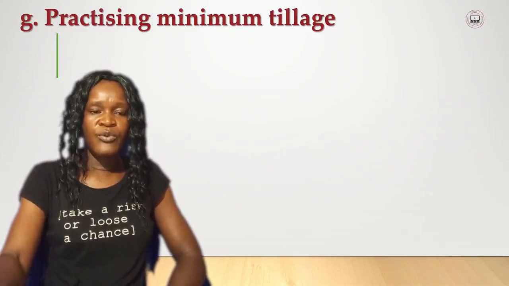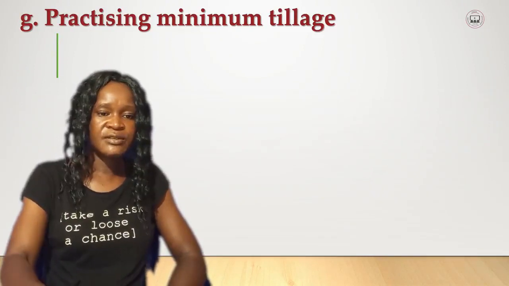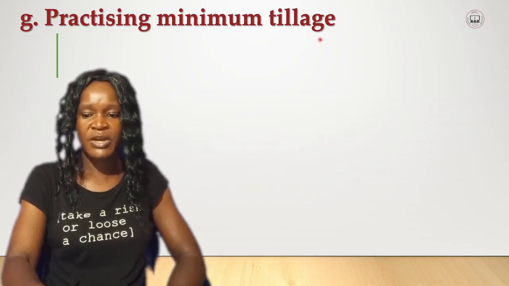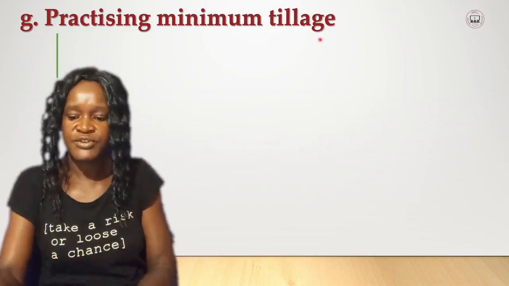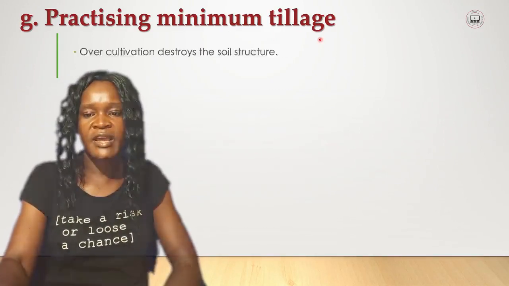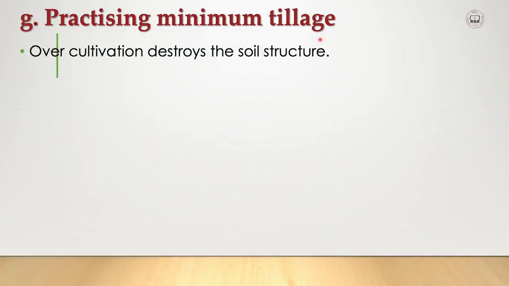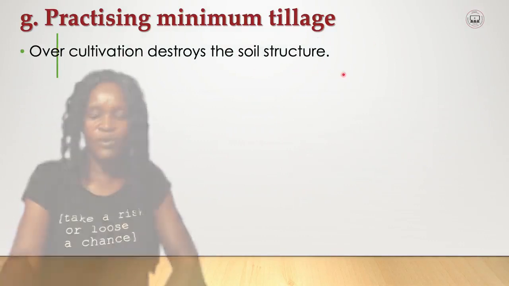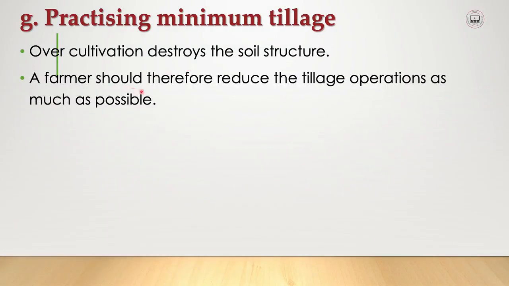Another way of improving soil fertility is through practicing minimum tillage. Most of the times, if we cultivate now and again on the soil, that will destroy the soil structure. On the other hand, destroying the fertility of the soil. So a farmer should therefore reduce the tillage operation as much as possible.